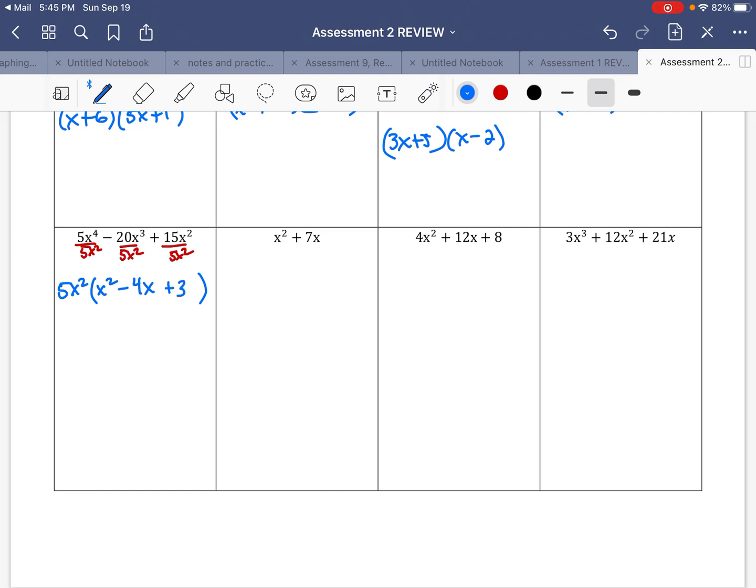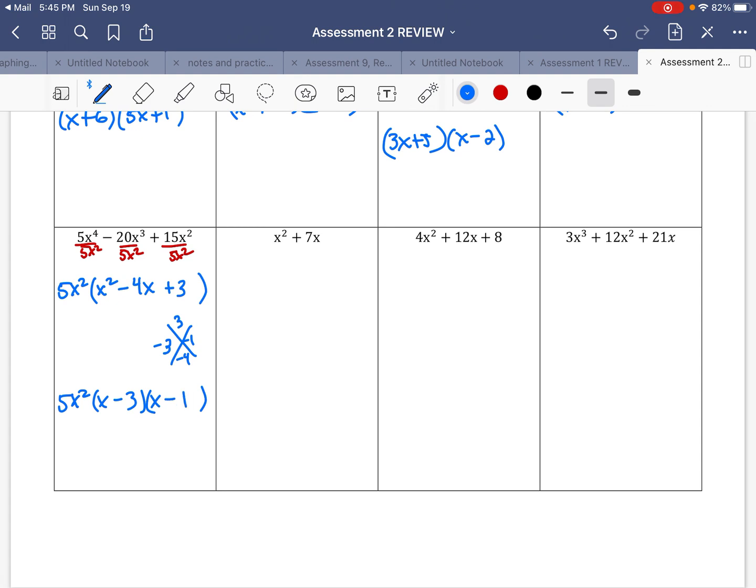So now I have to go ahead and do my puzzle. So there's a 3 and a negative 4. Well, what multiplies to 3? The only thing is 3 and 1. And so I have two negatives to make a negative 4 and to make a positive 3. So we're going to have 5x squared. We're going to have x and x, and let's see, minus 3, minus 1, and we're done.